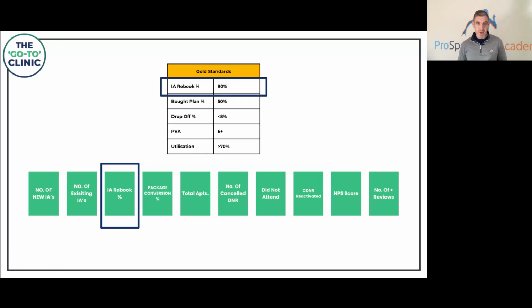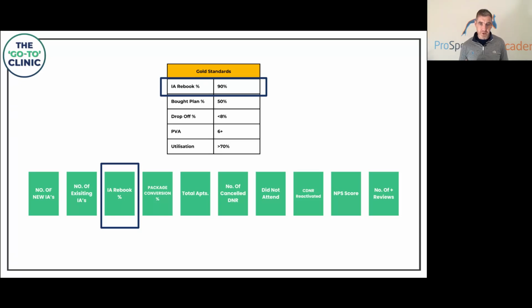So this episode is all about looking at the key actions and inputs that need to happen in order to get this output, which is the IA rebook percentage, up to 90%. Now, there's going to be a bit of crossover with your packages. A lot of what we're going to talk about here will improve your package of care conversion as well. But I'm going to create a separate episode for your packages, because there's a couple of nuances we want to discuss in terms of business systems in that episode that I want to keep out of the IA rebook percentage.